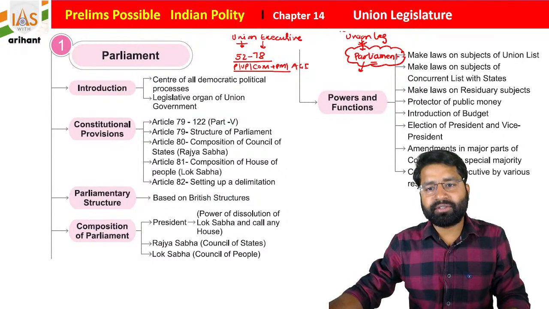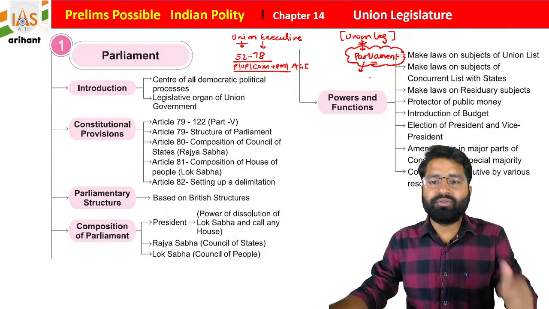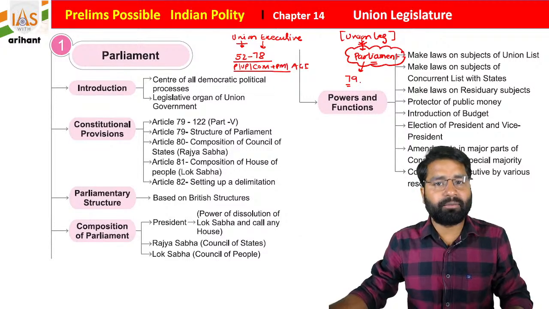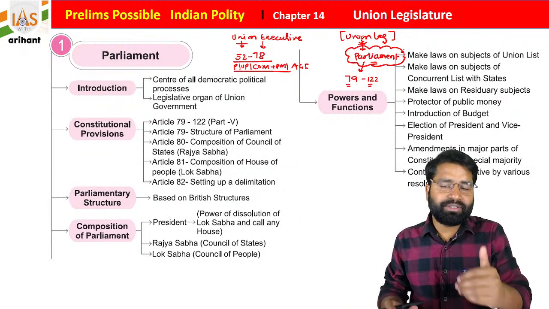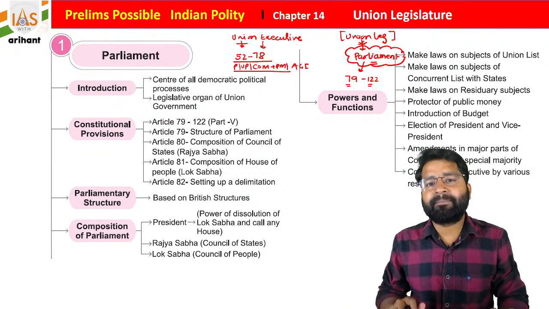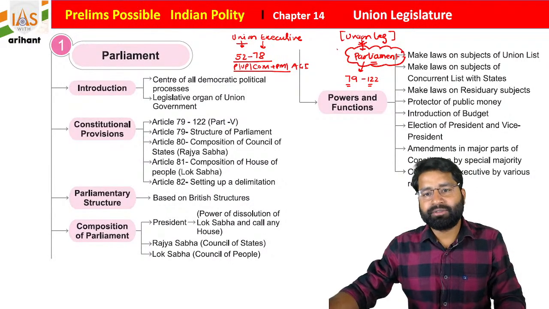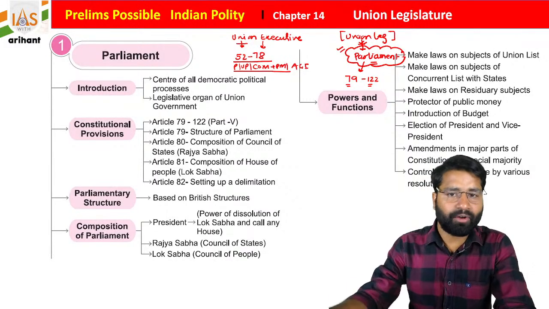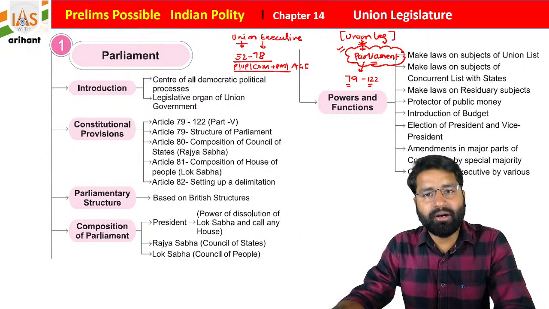So the union legislature is about the parliament, and if we talk about from where to where this extends, it starts from article 79, the definition of the parliament, up to article 122. Okay, so it contains provisions related to the parliament as well as the power and function of the parliament, students. Okay, so we are going to start this topic, union legislature. In the same form, students, we have the state legislature also, which makes law for the state.